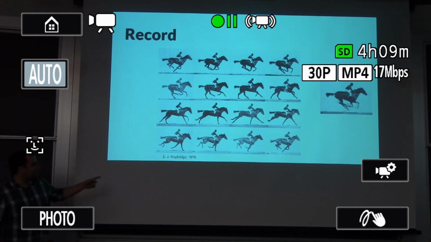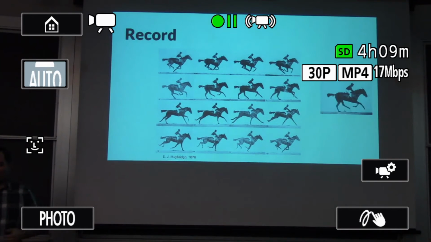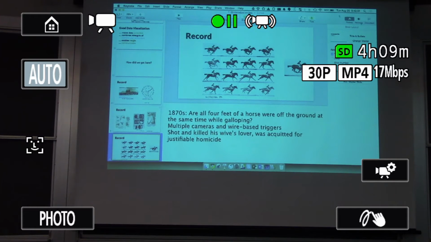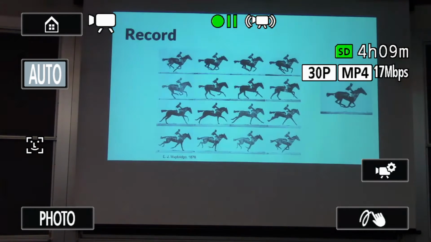An interesting side story about this guy, Muybridge: he found his wife with her lover in bed at one point, and he then shot him. The interesting point about that especially was that he was acquitted because it was, how's it called? I wrote down the term. Justifiable homicide. Back in the day.